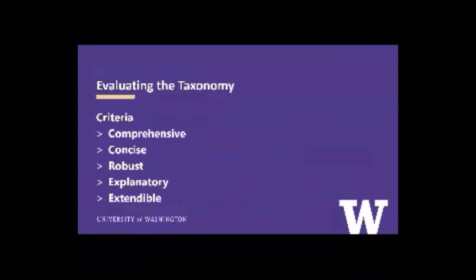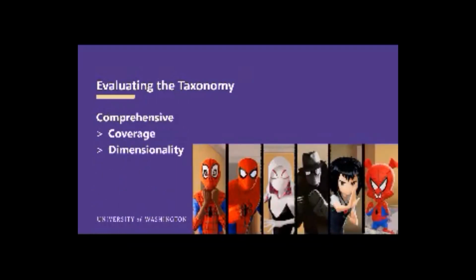The Nickerson criteria explain that a taxonomy should be comprehensive, concise, robust, explanatory, and extendable. Comprehensiveness is the quality of covering all objects in the domain, and also including enough dimensions to describe the domain. Starting with dimensionality first, we started with the unidimensional taxonomy. This is also related to robustness. I'll cover a little more there.